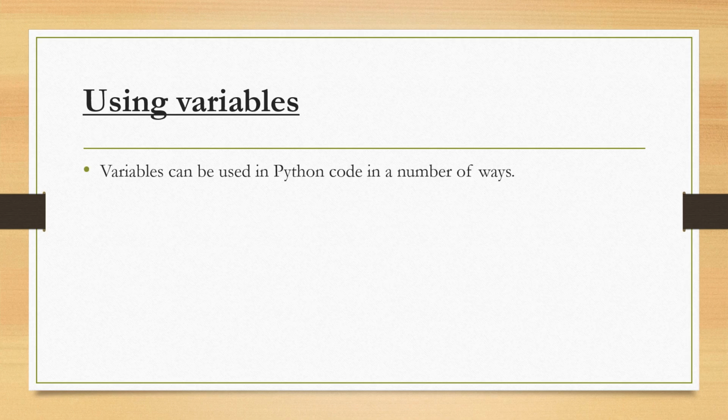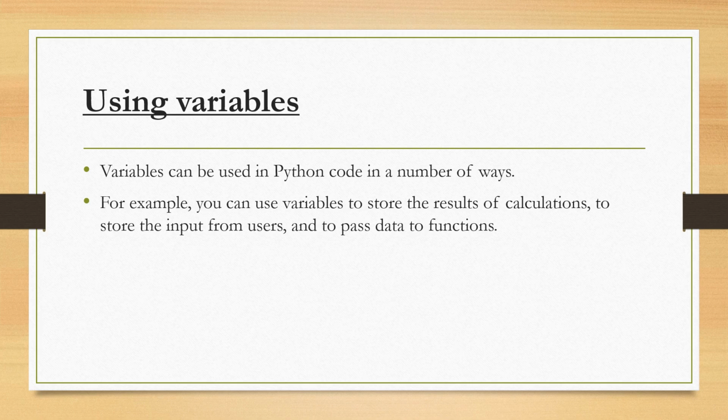Now, using variables. Variables can be used in Python code in a number of ways. There are various types of ways where we can use variables. For example, you can use variables to store the result of a calculation, to store the input from users, and to pass data to functions.